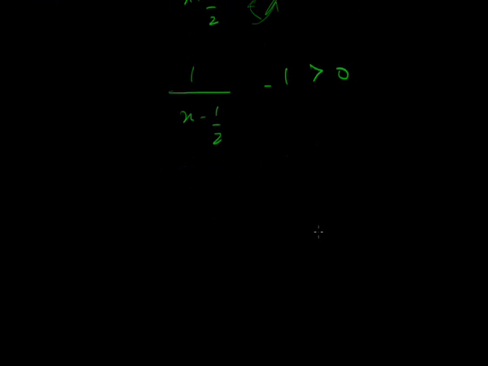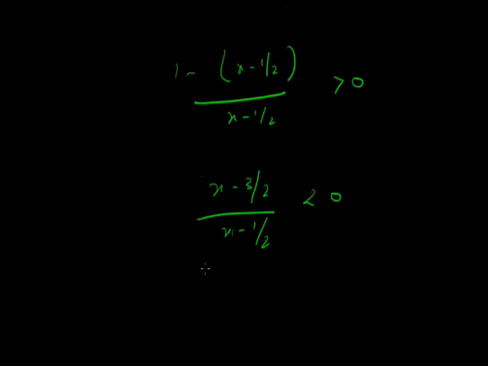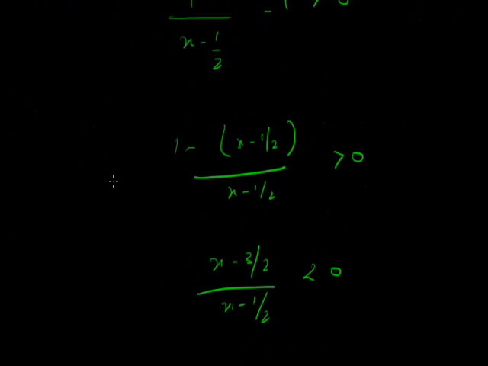Now, taking the LCM, you get 1 minus (x minus half) upon x minus half greater than 0, or say (x minus 3 by 2) upon (x minus half). This is negative, so the sign will change, less than 0. We have got this condition here. First it was this and second this.